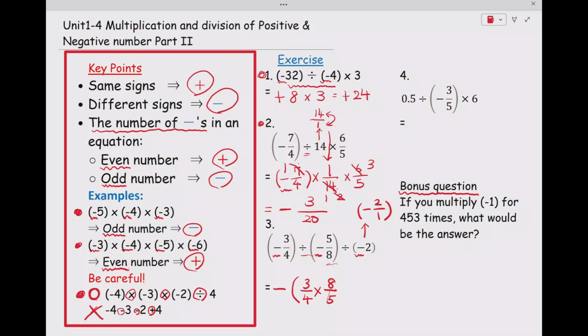Then you get 3/4 times 8/5 first. And then next, flip 2/1 upside down, and replace the division sign with the multiplication sign. Then you get 3/4 times 8/5 times 1/2. Now, let's calculate this.